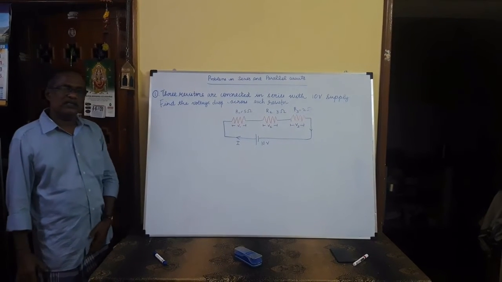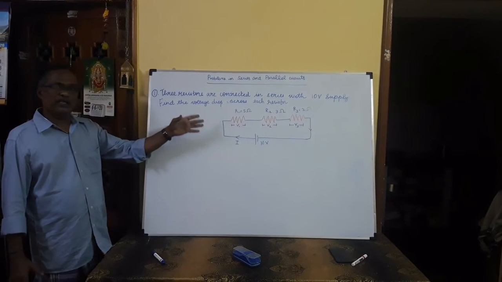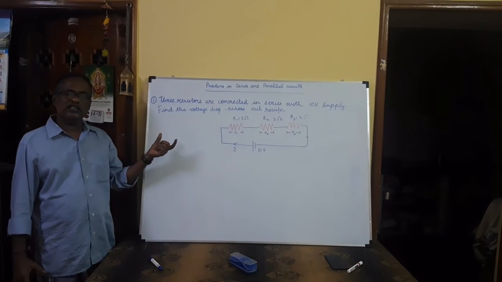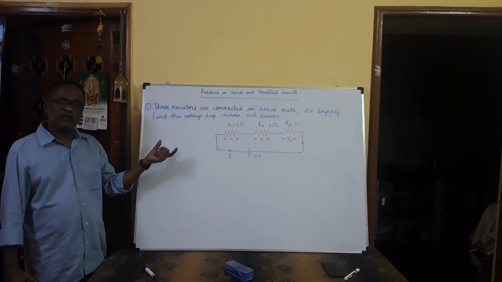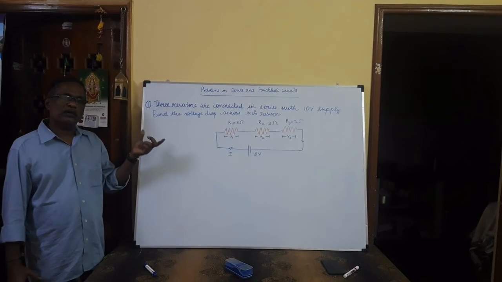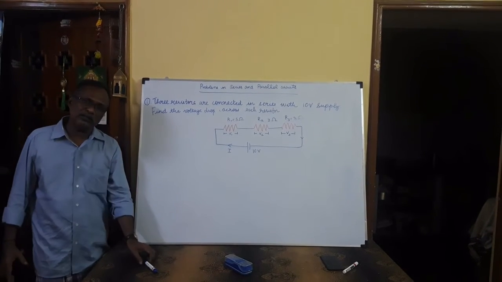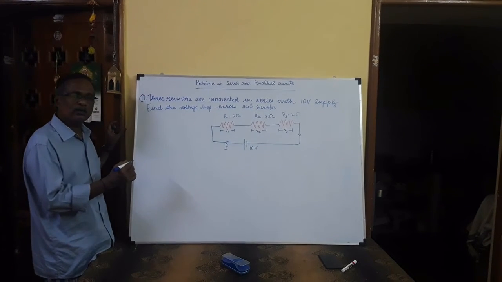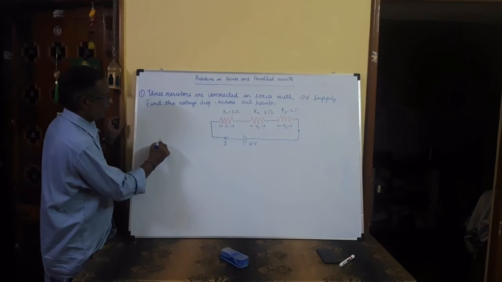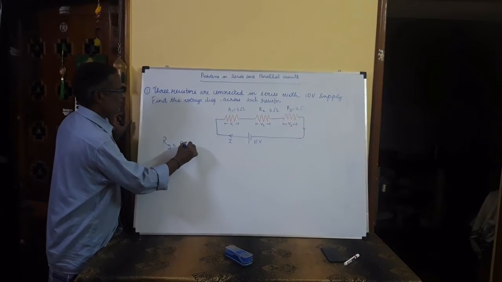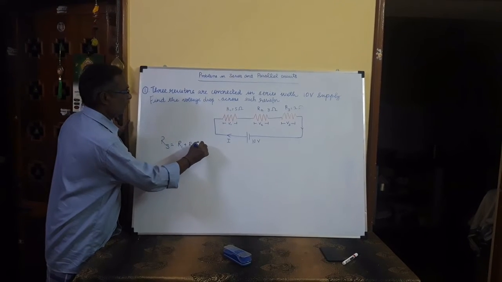Already we have discussed the series circuit. This is a series circuit. We know the formula for the resistance in a series circuit: RS is equal to R1 plus R2 plus R3. Let us find the value of RS, which is also called the equivalent resistance.